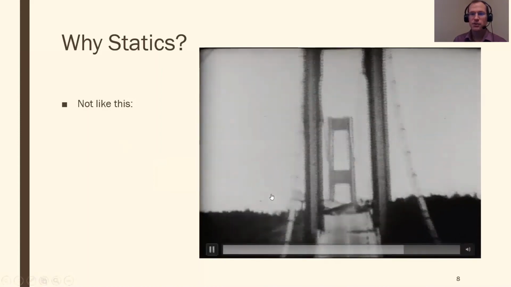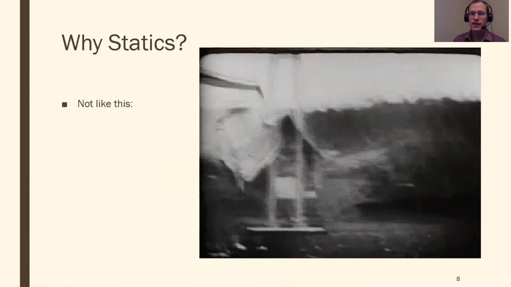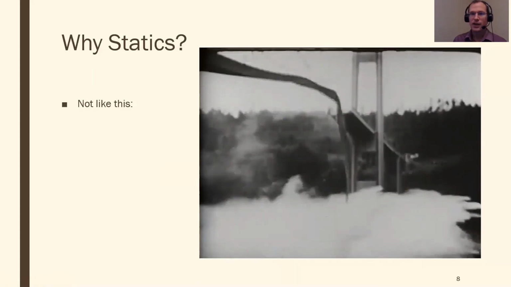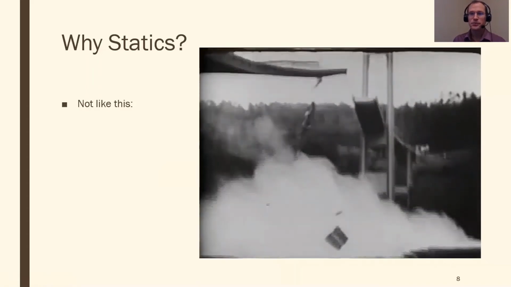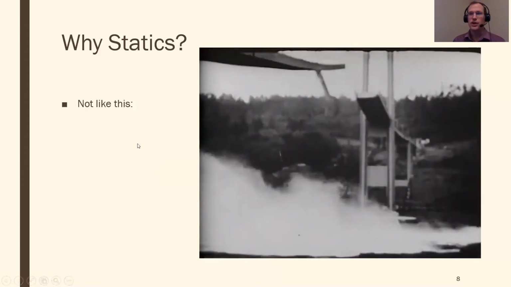And then obviously it wasn't built to do that, so obviously it's going to fall down. And so again, less than a year after it opened, it fell into Puget Sound. And that was the end of the Tacoma Narrows Bridge. So again, you don't want your bridges doing that.